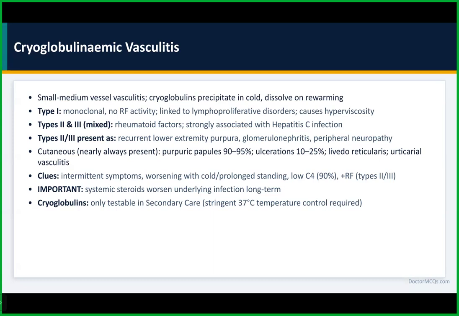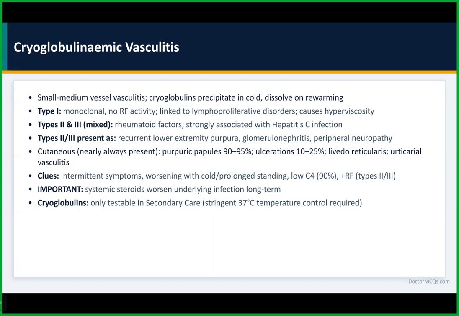There are many kinds, like type 1, type 2, 3 present. So let's not go into detail on this. What we know is the intermittent symptoms of the patient. Mostly it is worsening on cold and prolonged standing. When you check the complement level, it is low C4, like 90%, and RF will be positive, like in type 2 and type 3. Important is you are going to start the systemic steroids, but it can worsen underlying infection long term. So for that, we need a specialist referral.